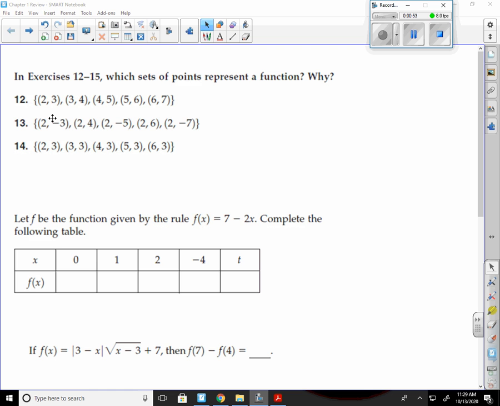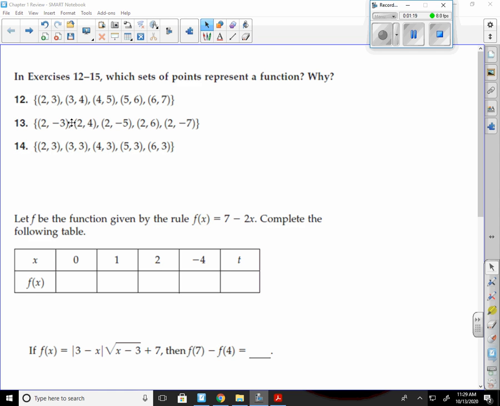Let f be the function given by the rule 7 minus 2x. Complete the following table. Whenever we look at this one, all we have to do is plug the x values in. So it gives us 7 minus 0, which is 7. 7 minus 2 times 1, that's 7 minus 2, so 5. 7 minus 2 times 2, 7 minus 4 is 3.